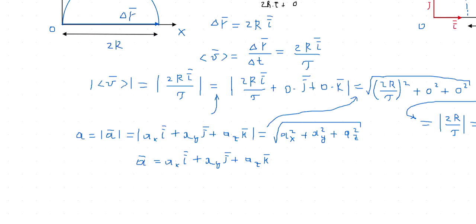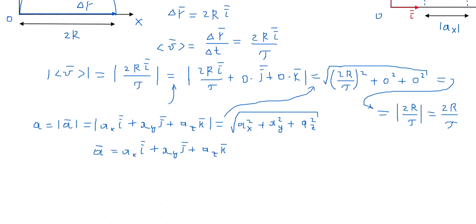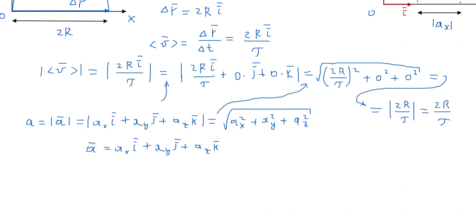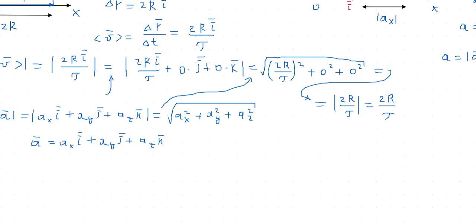And I remind you that this was the modulus of the average vector of velocity. The modulus of the average vector of velocity is equal to 2r divided by tau. Okay, do you have any questions about this?